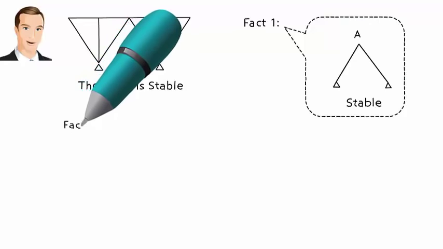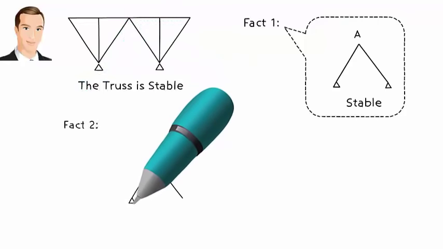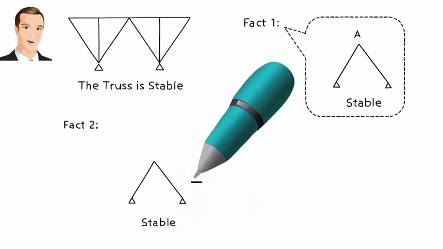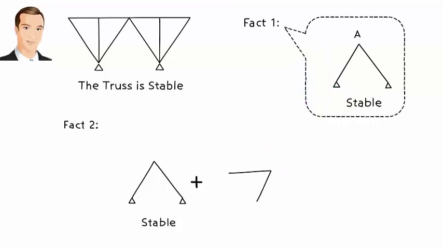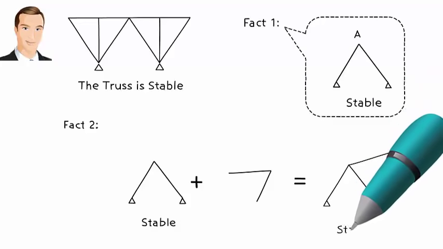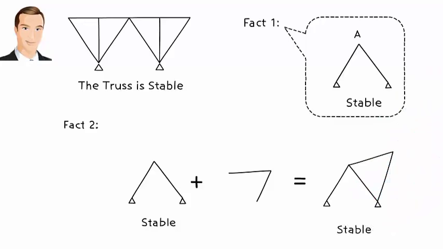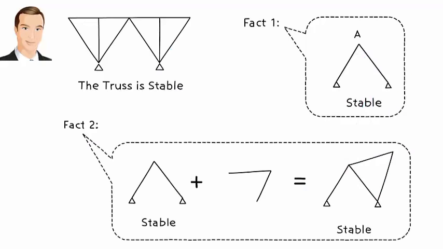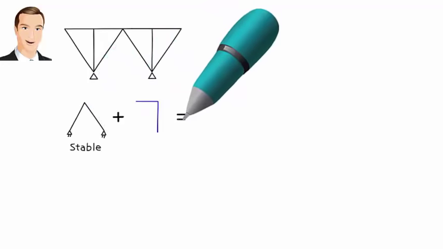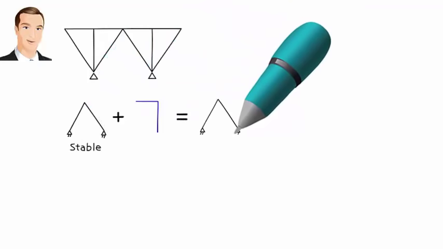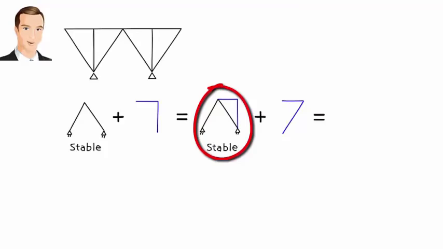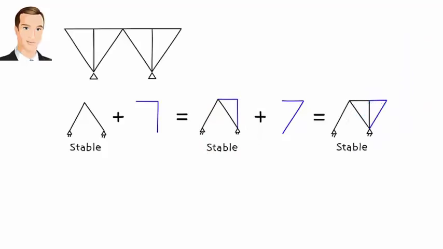Fact 2. Given a stable truss, if we add two non-collinear members to it, the new truss, having one additional joint and two additional members, is also stable. So if we add these members to this stable truss, we get this stable truss. Again, if we add these elements to this stable truss, we get this stable truss.